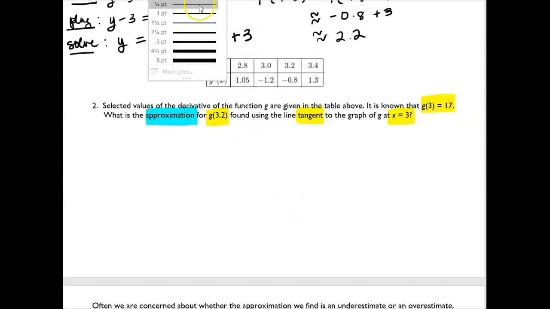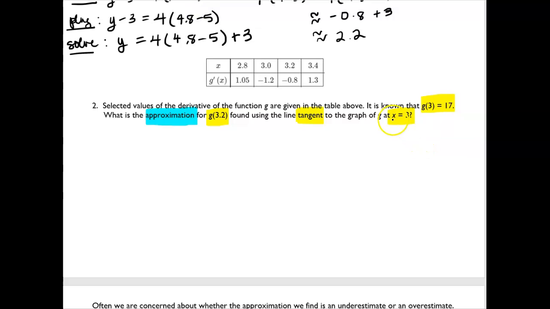So it's important here to notice that this is at x equals 3. That's the point I want to use, and that's the slope I want to use. So my point is already given to me, and I have to have that because I'm only given my derivative here. I have to have my y value from somewhere, so that's given. My slope for my tangent line equation is going to be g prime of 3.